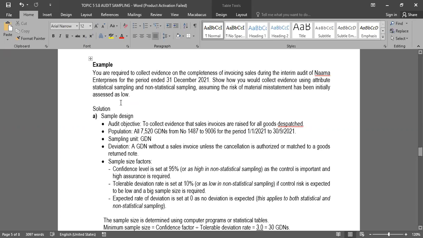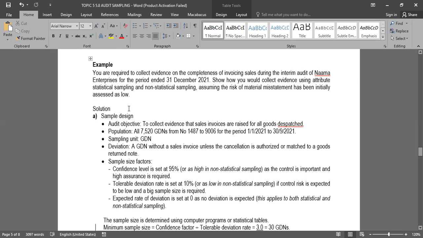What's for sure is that sampling has steps or stages: you have the sample design, sample size, and selection coming first. After coming up with a sample, you are supposed to perform audit procedures, and then audit procedures will give you results, which you have to evaluate as the last step. Here, as you see, these figures are not in the case, so use assumptions.